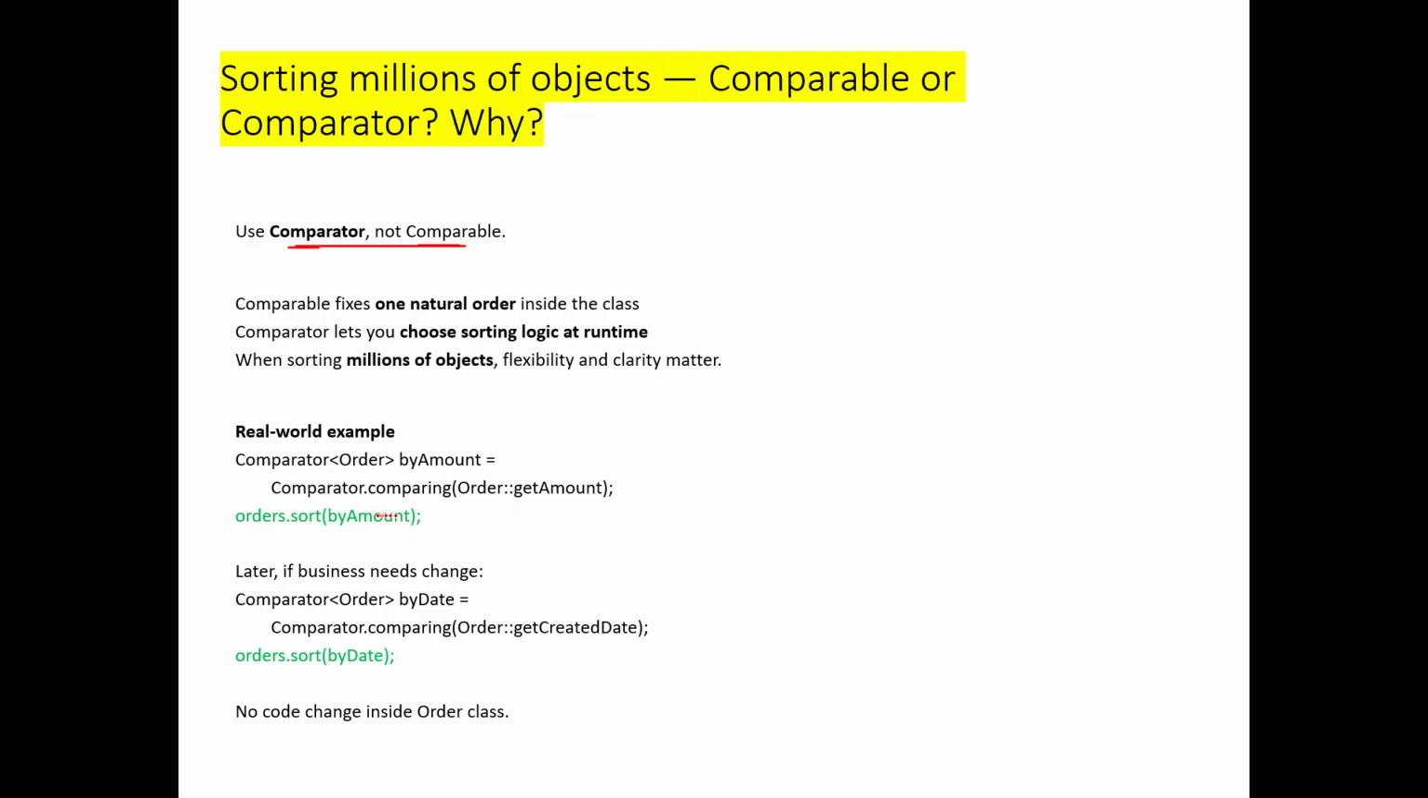We are not depending on the Order class, so the Order class will not change. Outside the Order class we can apply this logic using Comparator.comparing, this stream API code. So Comparator is the best choice. Whenever we want to sort or compare millions of objects, we will use Comparator instead of Comparable. If we use Comparator, we are loosely coupled and not dependent on the Order class. So Comparator is the best choice.